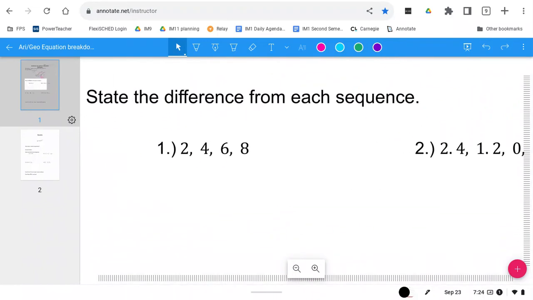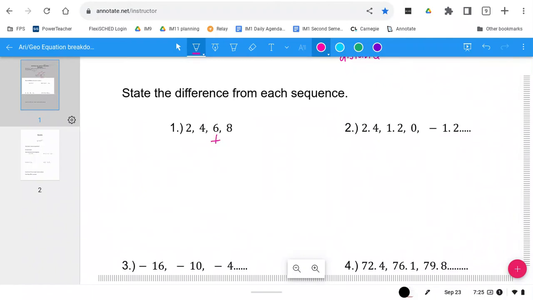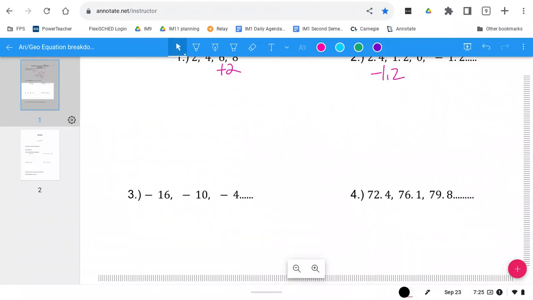So first, I want you to see if you can figure out what you're adding and subtracting by for all of these terms. So pause the video and see if you can figure that out. Okay, the first one we are adding 2. The next one we are subtracting 1.2. Okay, one thing that you can do is subtract backwards. If you're confused, take the opposite and go backwards. Okay, the next one we are adding 6. And then this one we are adding 3.7.